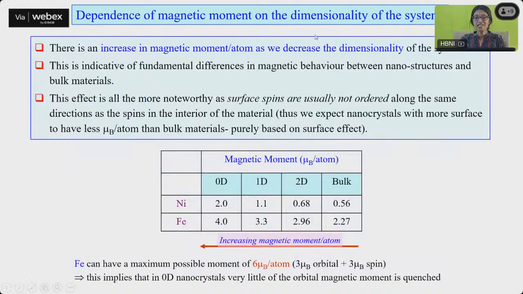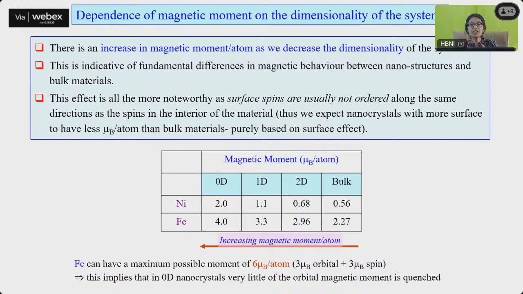So there is an increase in the magnetic moment per atom as we decrease the dimensionality of the system. Why this happens is because on the surface now you have many spins. So when you're bringing down the size, what happens? The surface spins are not ordered along the same direction as the spins in the interior of the material. The interior spins are kind of balanced by the spins in all the other areas of the material.